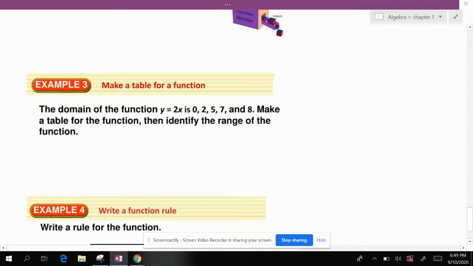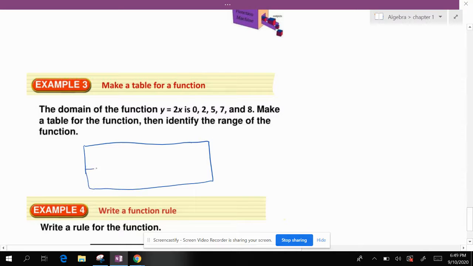All right, example 3. Make a table for a function. The domain of function y equals 2x is 0, 2, 5, and 8. Make a table for the function, then identify its range. All right, so we've got to make a table. Hold up. That's a lot of information. First, let's put it this way.